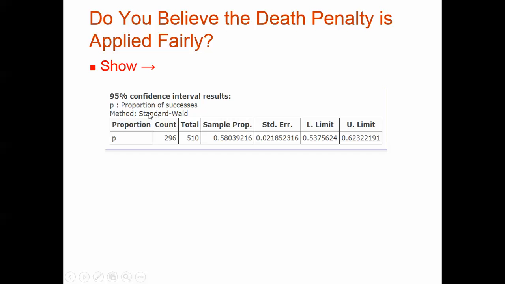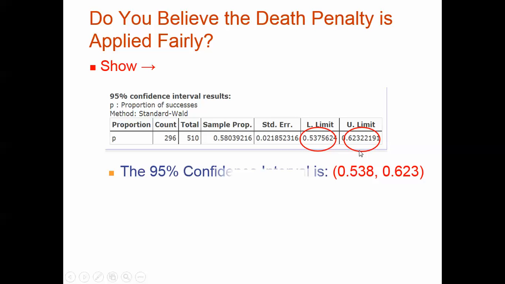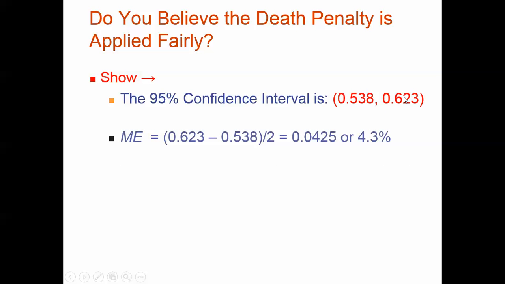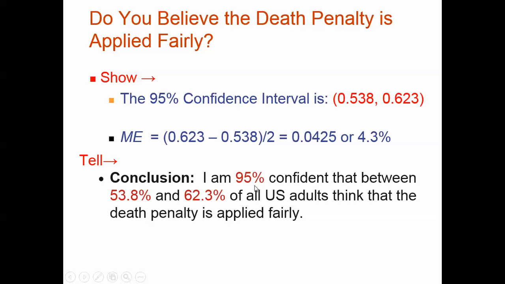And then compute. So here's your results, here's your successes, here's your observations, here's your p hat, standard error. Here's my confidence interval from about 53.8 to 62.3. Margin of error: 62.3 minus 53.8 divided by 2, 4.25, or about 4.3%. So the conclusion: I'm 95% confident that the true proportion of U.S. adults who think the death penalty is applied fairly is between 53.8 and 62.3.